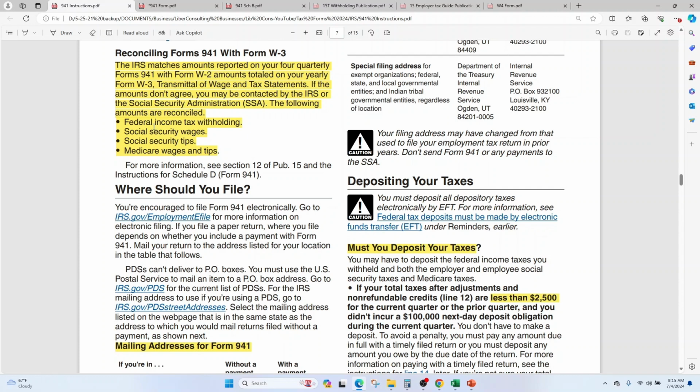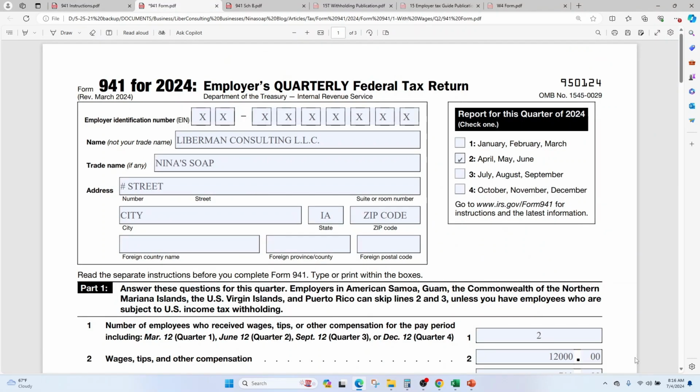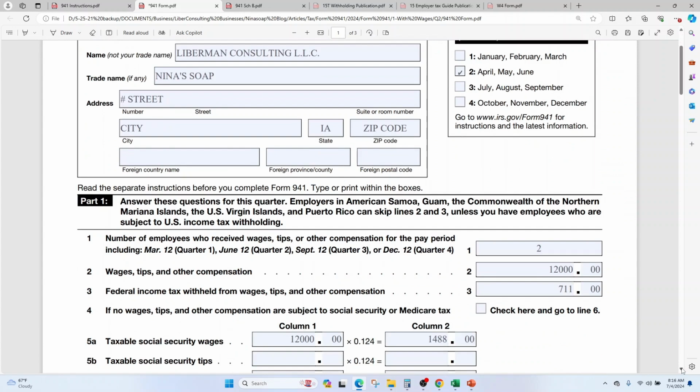And it's stating that it's going to try to reconcile the federal income tax withholding. I agree. But Social Security wages, Social Security tips, Medicare tips, I'm not sure about that. It's going to take half of those, because W-2 and W-3 will have the employee's portion of Social Security. Okay, it's saying Social Security wages, that makes sense. Now Social Security tax. So Social Security wages, Social Security tips, and Medicare wages and tips. So yeah, those things are on Form 941 for all four quarters combined.